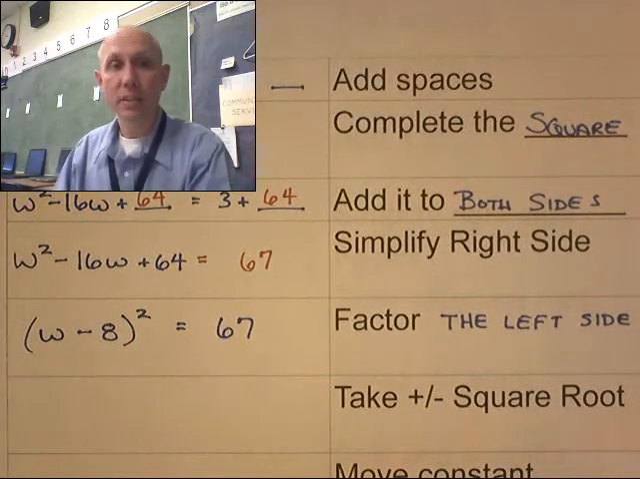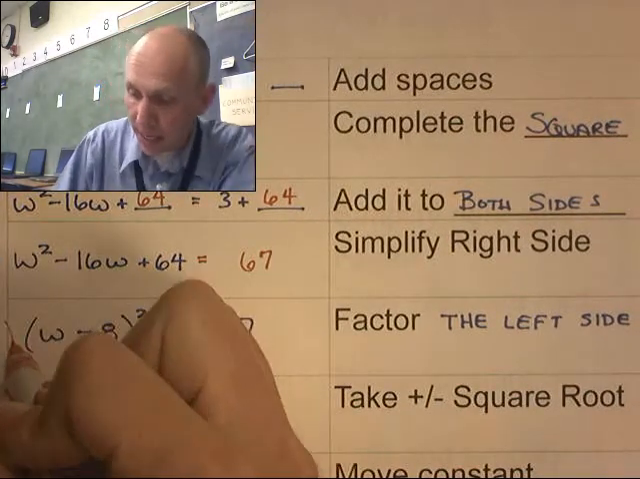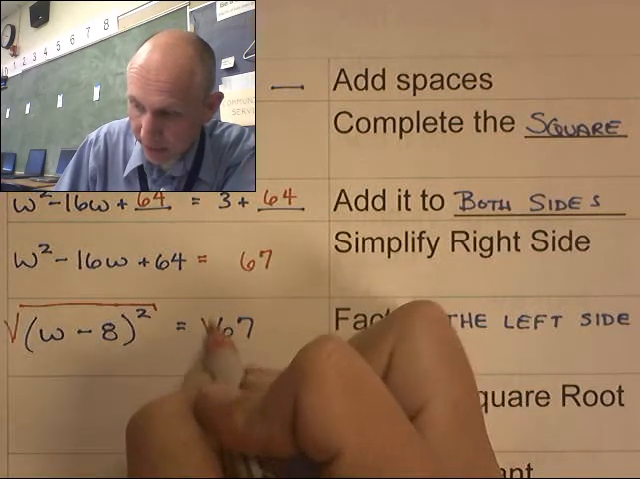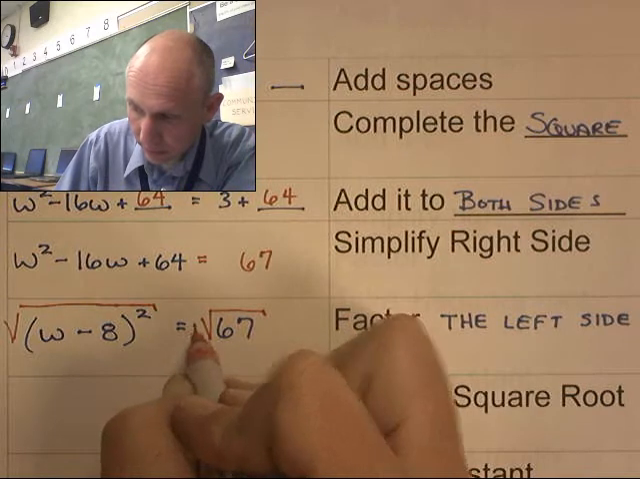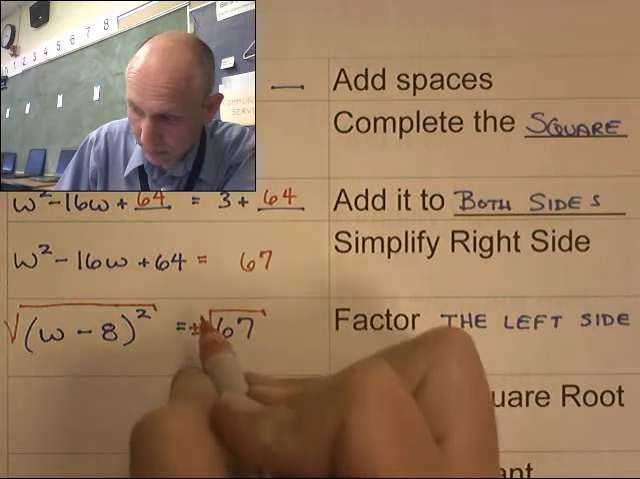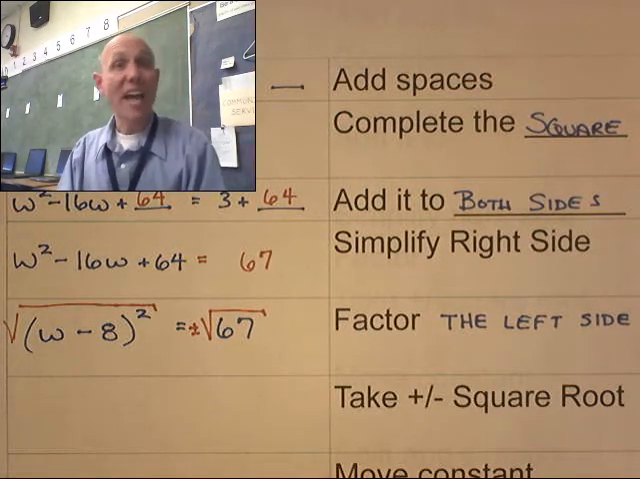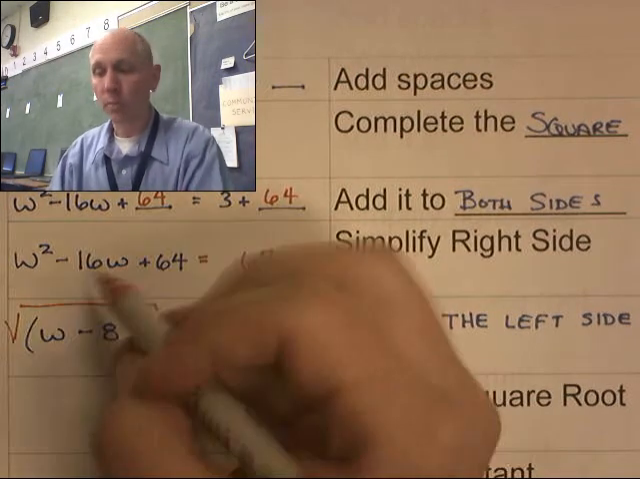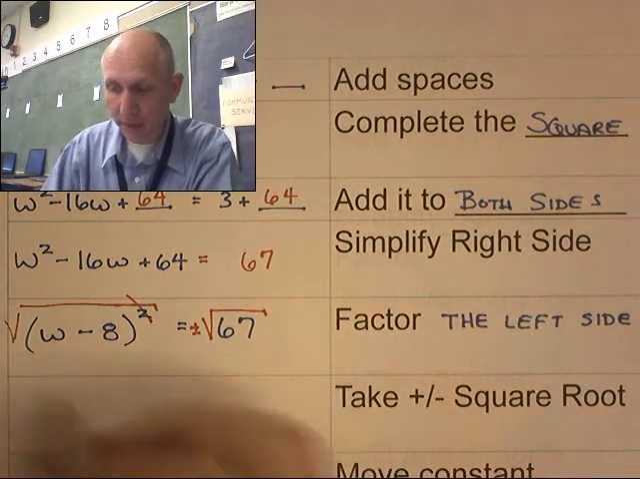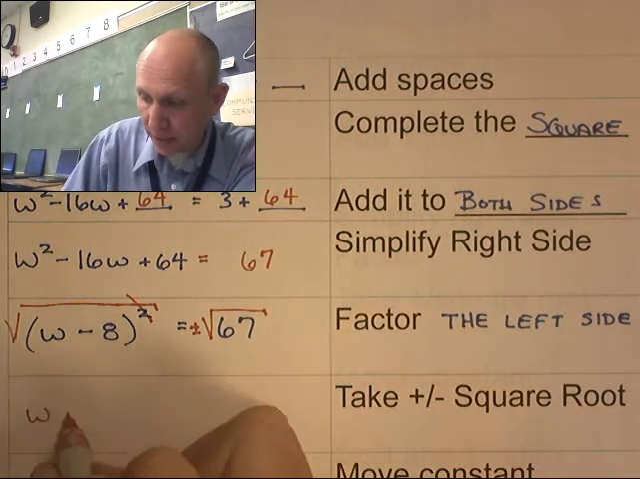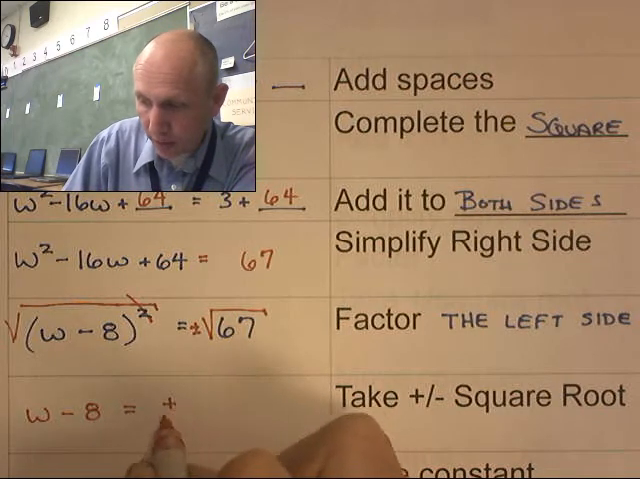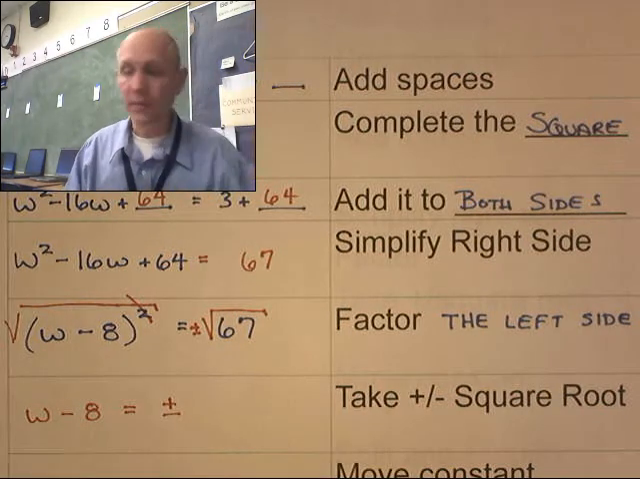Take plus or minus the square root. I am going to take the square root of both sides of this. You learned that in a different video, like two videos ago, that I can take the square root of both sides. These cancel out. I now have w minus 8 equals plus or minus the square root of 67.